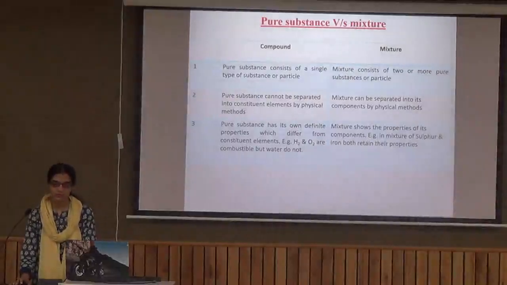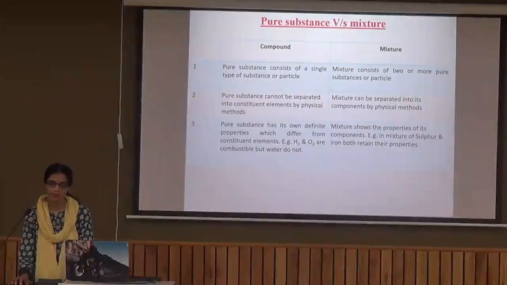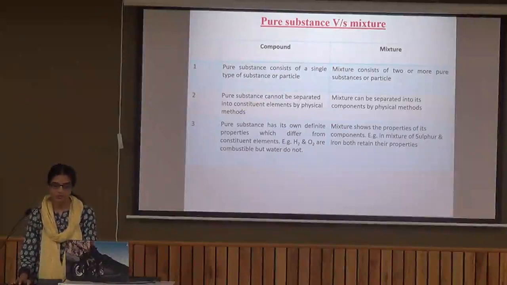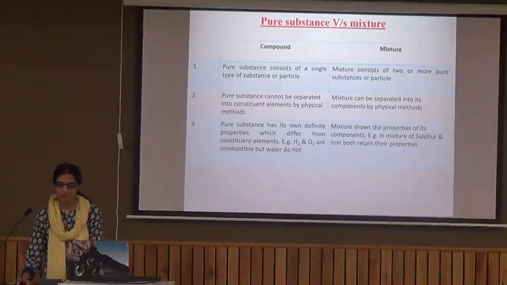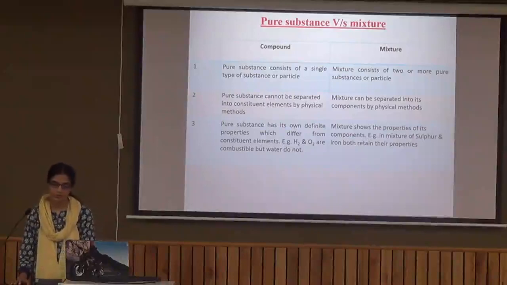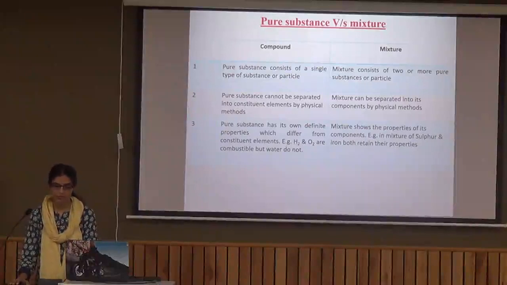Now this is the differentiation between compound and mixture. We can say this is the differentiation between pure substance and impure substance, because compounds come in the category of pure substances and mixtures come in the category of impure substances. So a pure substance consists of a single type of substance or particles, and a mixture consists of two or more pure substances or particles of two or more different types. A pure substance cannot be separated into its constituent elements by physical methods, but mixtures can be separated into their components by physical methods.